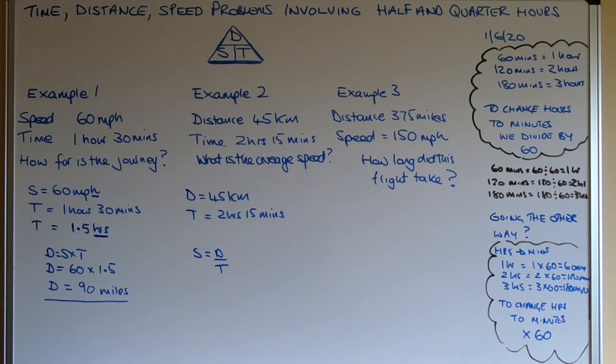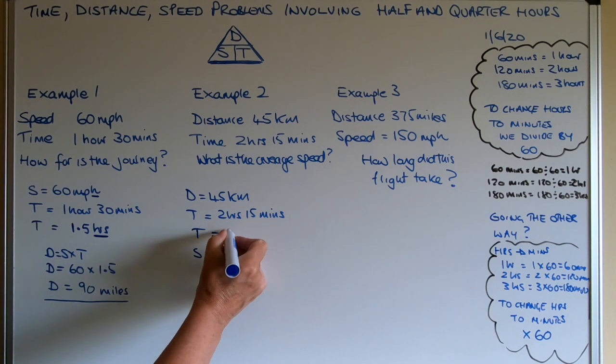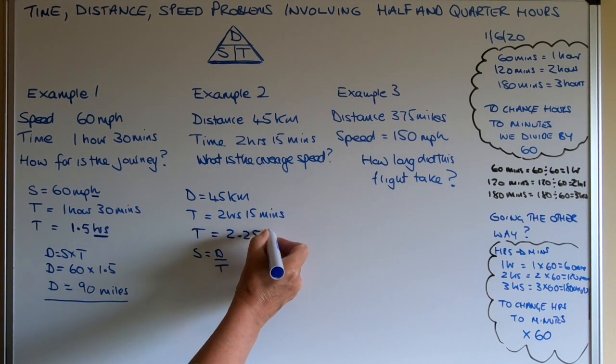Now let's check our units again. 45 kilometres, 2 hours and 15 minutes. So again, we have to have it all in hours or all in minutes. Now 45 kilometres, so it's probably better to have our time in hours. Now 2 hours and 15 minutes. Please don't write down 2.15. That would not be correct. What we have to do is to think 15 minutes. What fraction of an hour is that? Now 15 minutes is a quarter of an hour. A quarter is 0.25. So T is equal to 2.25 hours.